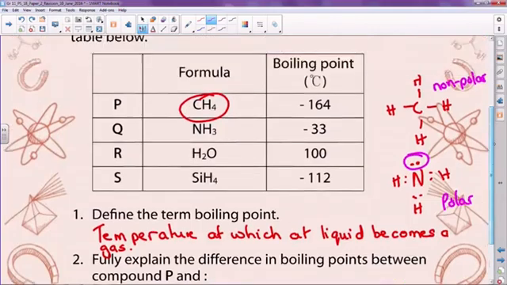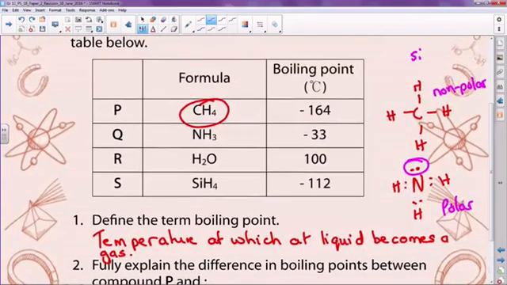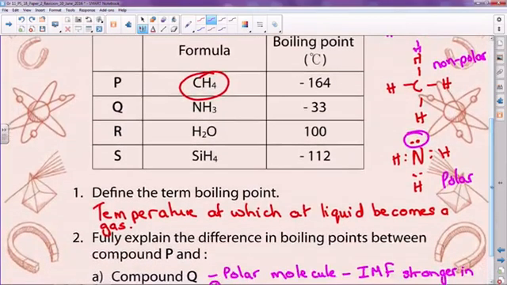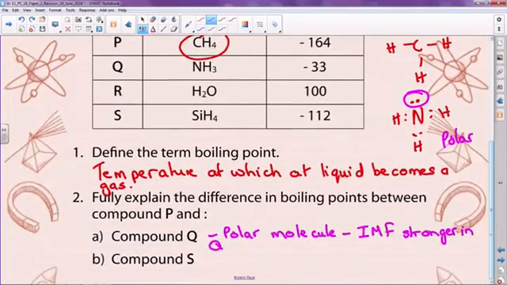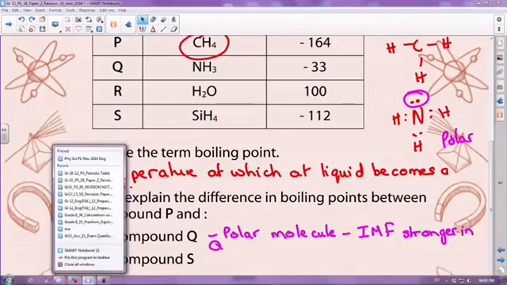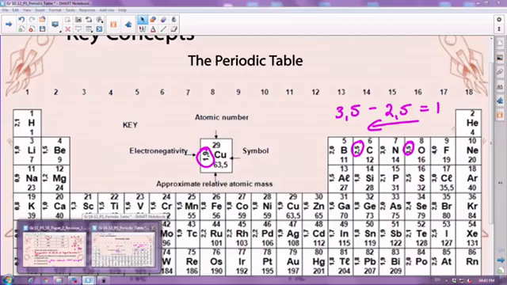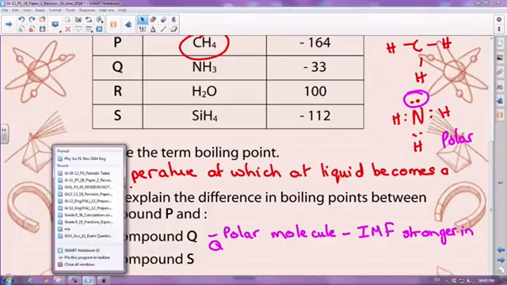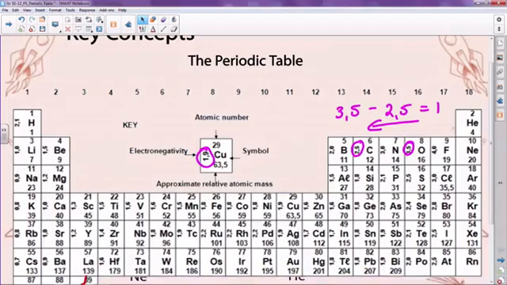Compound S is SiH4. It should have a similar shape to CH4, with Si and your 4 hydrogens like that. If we have a look, CH4 is minus 164, and SiH4 is minus 112. They've got the same shape, so what do we need to do? We need to go back to our periodic table and compare quickly. Right, so silicon is over here.